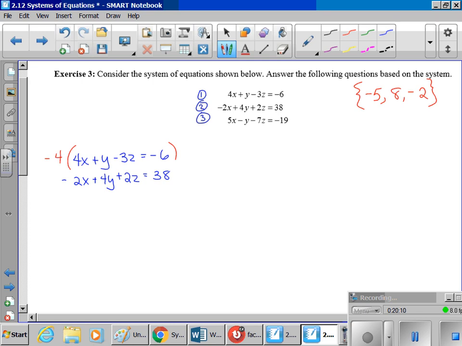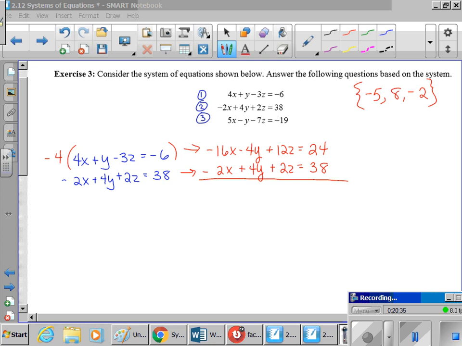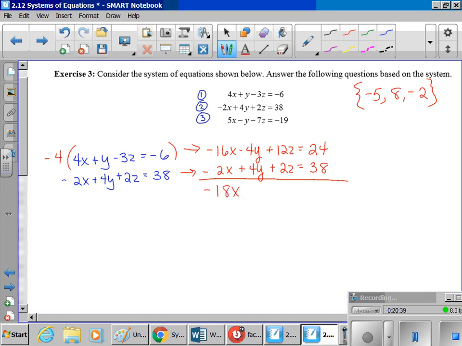All right, so because I need a negative 4 here, I'm going to multiply this through by a negative 4, and I get negative 16x minus 4y plus 12z is equal to 24. And the other one, I'm not changing. So negative 2x plus 4y plus 2z is equal to 38. So I'm going to get negative 18x. These are going to cancel. That's why we did it. Plus 14z is equal to 62. So we're going to call this one equation 4.